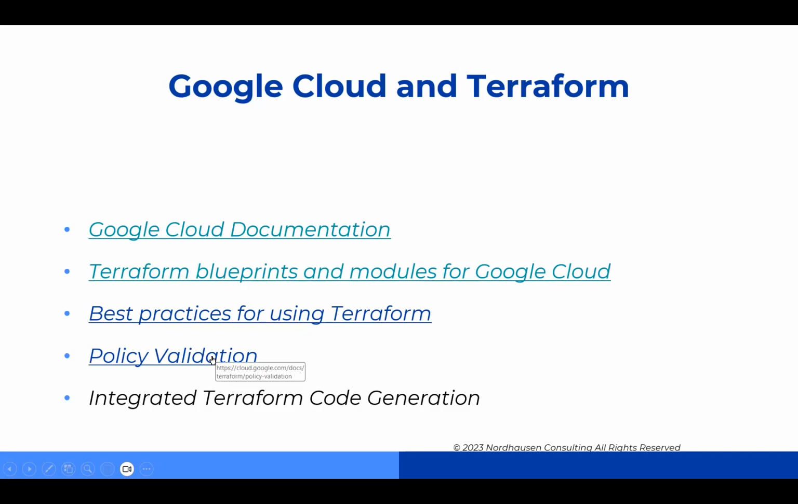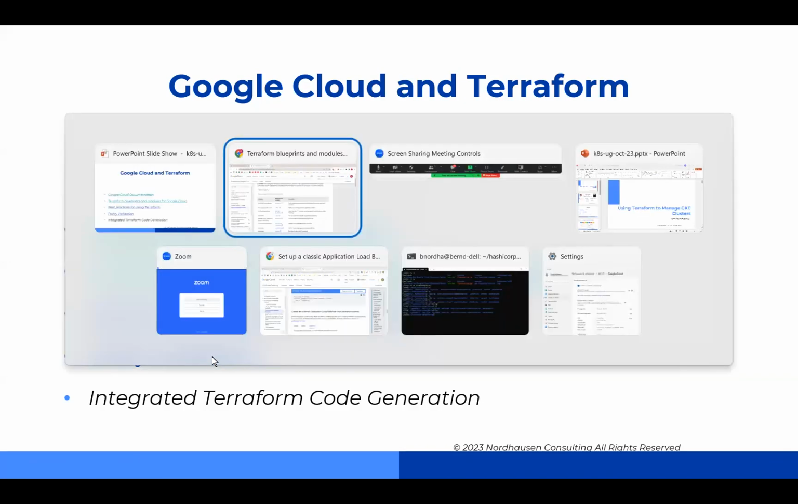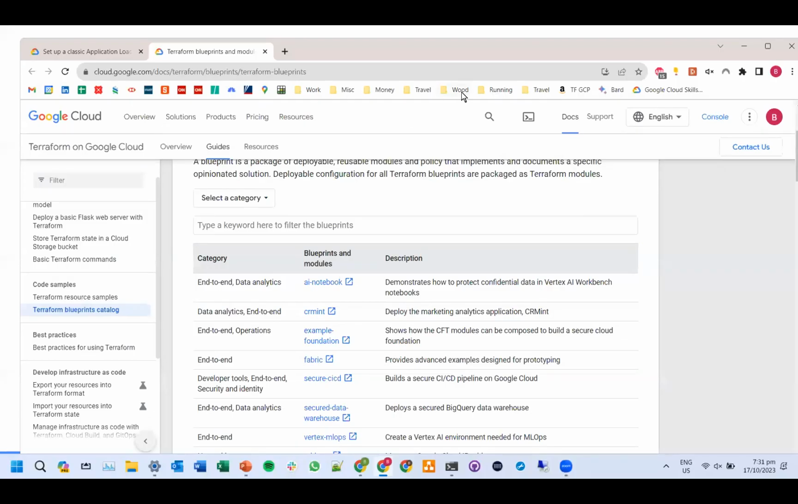And then they also extend it. There are tools where they're extending it, one for example is what they call policy validation. Policies, and then make sure that your enterprise actually follows that. Of course, there are other third parties that do that as well, and then what they also have is integrated Terraform code generation, and they're just rolling that out.